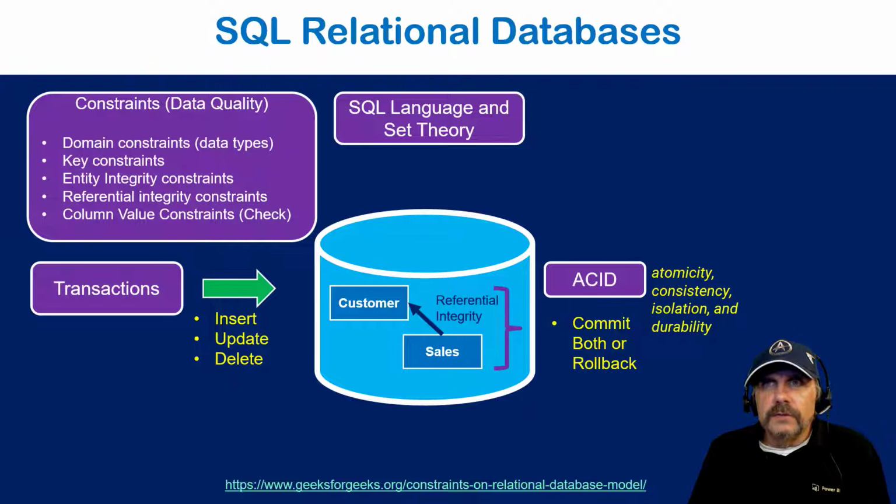There's a lot of other types of constraints. Domain constraints enforce that data types are what they should be, integers and decimals. You can't put the wrong type of data in a column. We have key constraints. What's a key constraint? Well, things like uniqueness. If you're going to have a key for a table, which is the unique identifier for a given customer, it has to be unique. So that's a unique key constraint. Entity integrity constraints mean that a key, a primary key, for instance, for the customer cannot be null. You cannot have null primary keys. We already talked about referential integrity constraints, and then we talk about column value constraints, also known as check constraints.